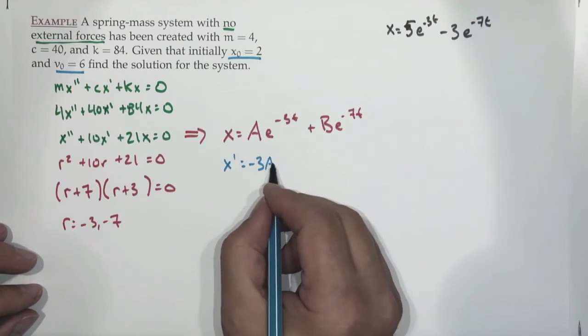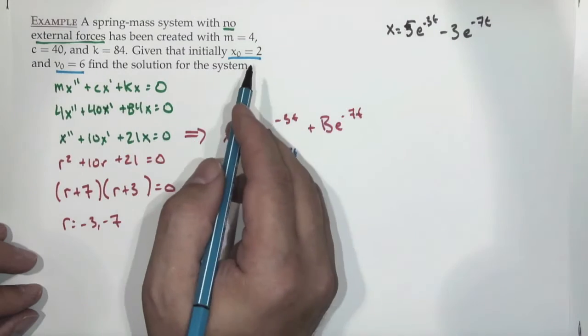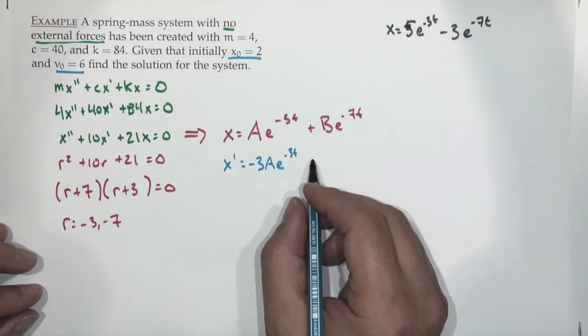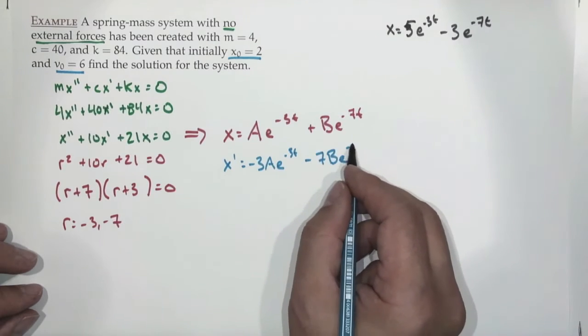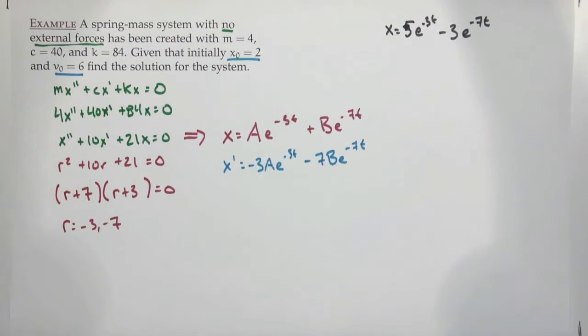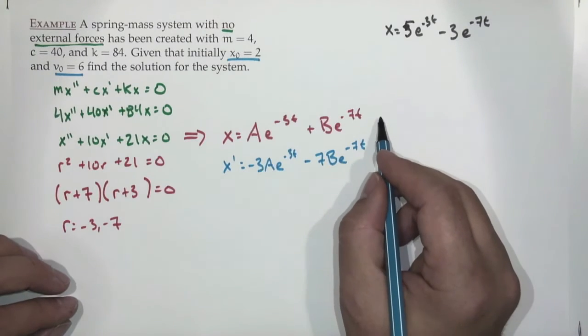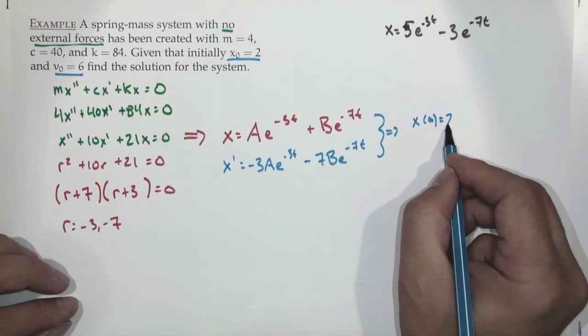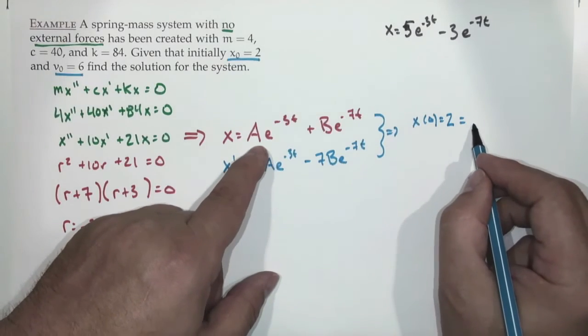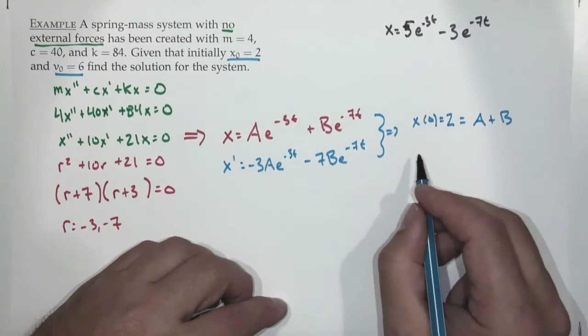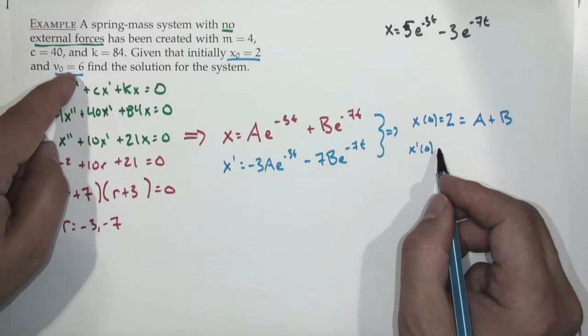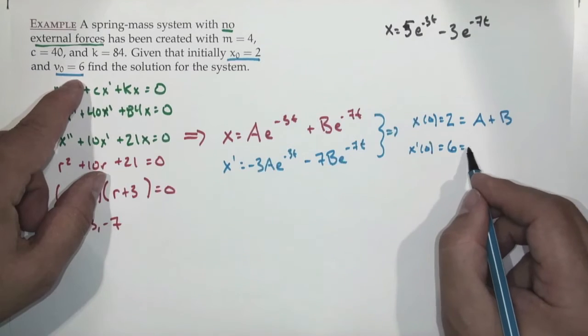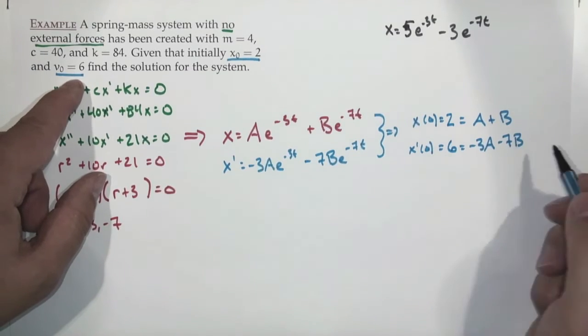Now you might say, last time you just went right away and evaluated. Well, last time we had an initial condition of 0. That's a great initial condition. Anytime you can get 0, we're lucky. These have pretty simple derivatives: minus 3a e to the minus 3t minus 7b e to the minus 7t. And now we're going to get our two equations, namely that x of 0 is 2, but that would equal a plus b. x prime of 0 is v0 equals 6. That would be negative 3a minus 7b.